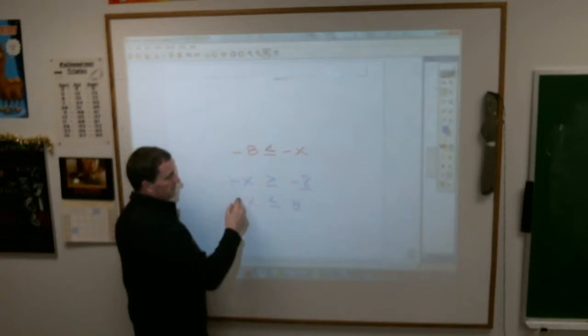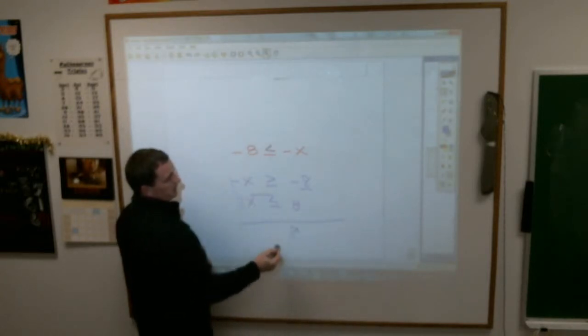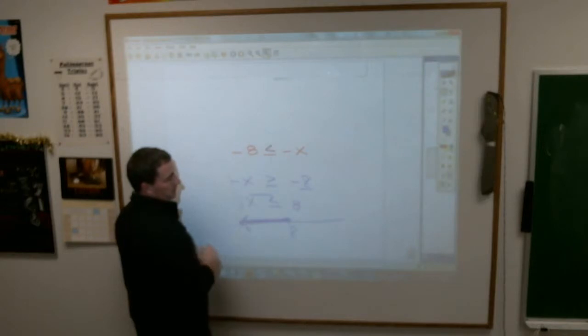I suppose. And then when you graph it, what does that look like? Here at 8, it is a closed circle. Wait, why is it going to the left? Because x is less than 8.